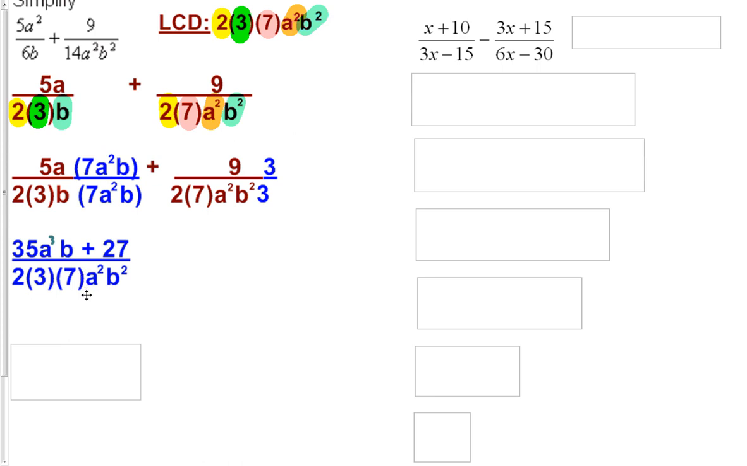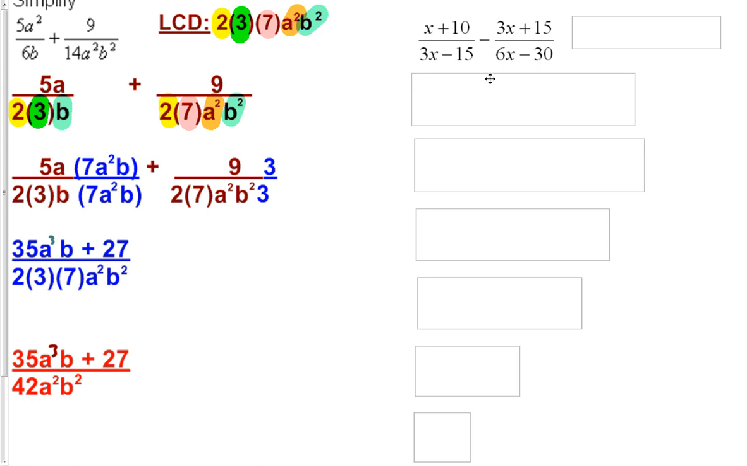Now we can't really simplify or cancel anything out here. There's nothing in common on the numerator and denominator all the way across. So we simply multiply out our denominator, the constants there, to get it to our final answer of 35 a cubed b plus 27 all over, this multiplies to 42 a squared b squared.